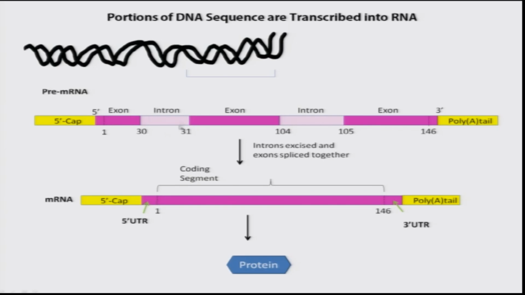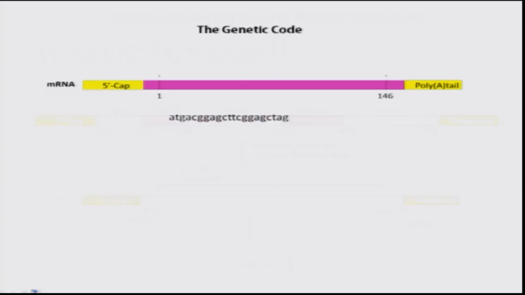So, any region that is not retained in the mRNA is called exons. This is one of the confusions that we often find in many students. They believe that only the coding region, the region that gives the information for the amino acid, is called an exon, which is not right. So, what is the genetic code?